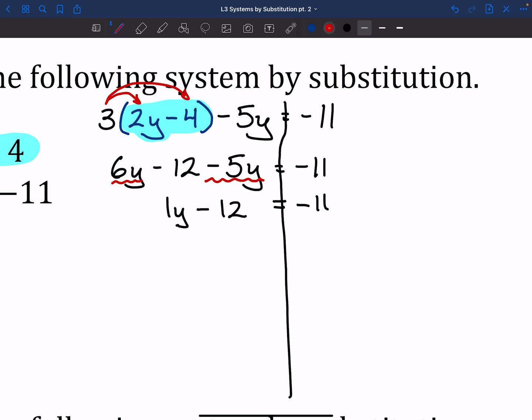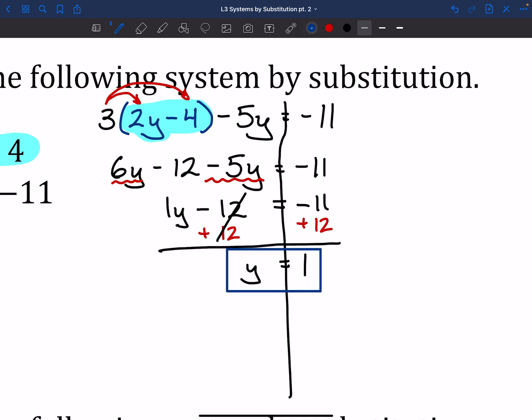After that, all I have to do is add 12 to both sides to move that over, get that away from the y's. 1y, which we can also just call y, is equal to 1.